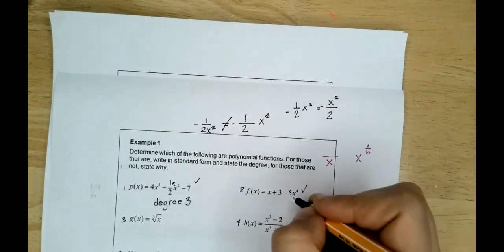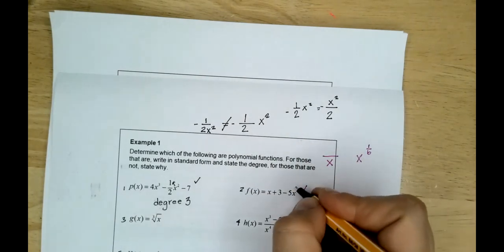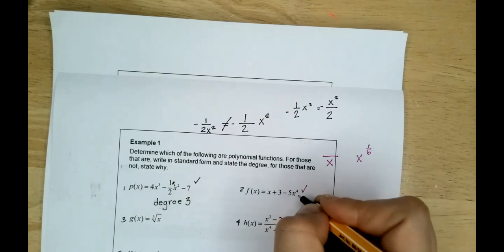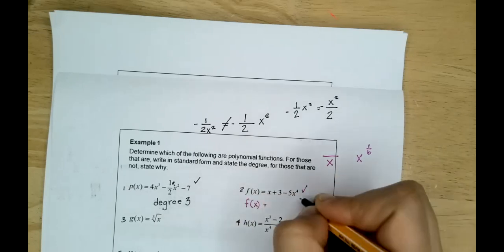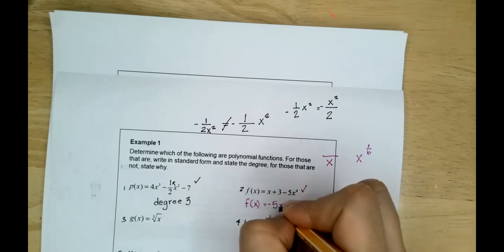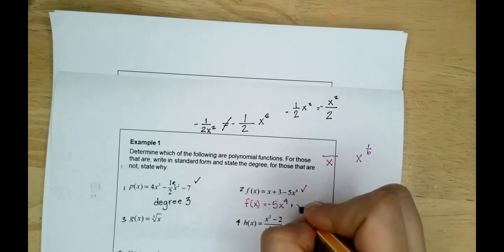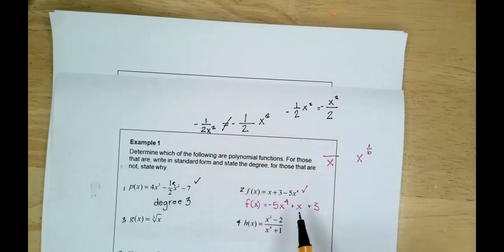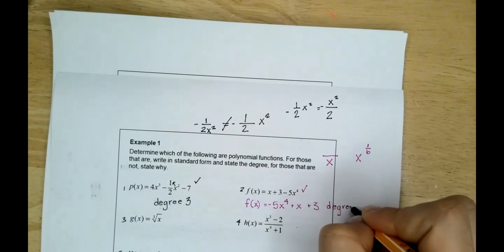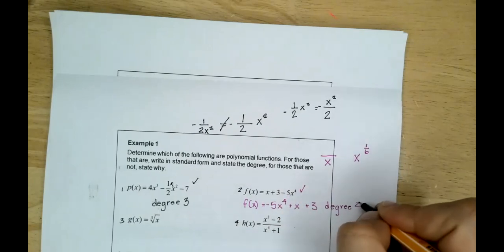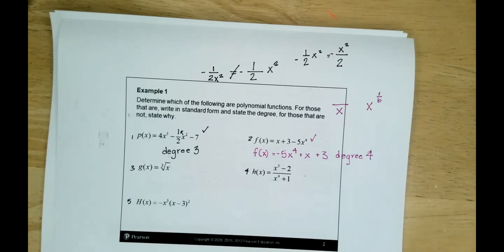They want us to write it in standard form, so that just means make those exponents descend. So it's going to be f of x is negative 5x to the fourth plus x plus 3. So just note that I kept the negative sign with the 5x to the fourth. I kept the x positive with the plus sign, and then I put the constant at the end, and it's of degree 4, just because 4 is the biggest exponent.